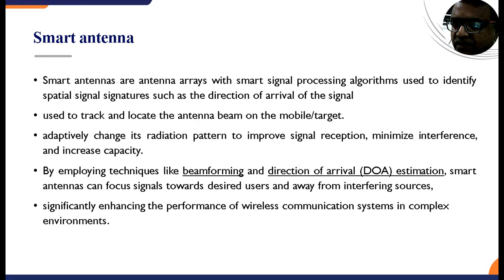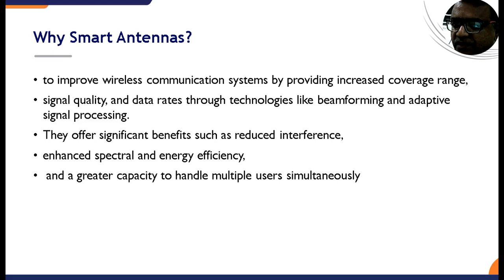It adaptively changes its radiation pattern to improve the signal reception. It minimizes the interference and increases the capacity. By employing these smart antenna techniques, it uses the beam forming process and direction of arrival estimation. So smart antennas can focus signal towards desired users and avoid the interfering sources. It significantly enhances the performance of wireless communication systems in complex environments.